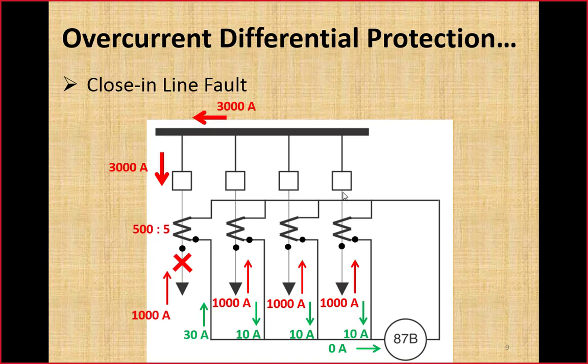And as a result, we can set the pickup setting of this overcurrent differential so that it is greater than the maximum possible difference current during the close-in external fault. But if it is not possible to set the overcurrent differential without reducing the sensitivity of the relay, then the solution to this problem of higher error in this CT core is the use of a percentage differential relay instead of an overcurrent differential for the bus bar.